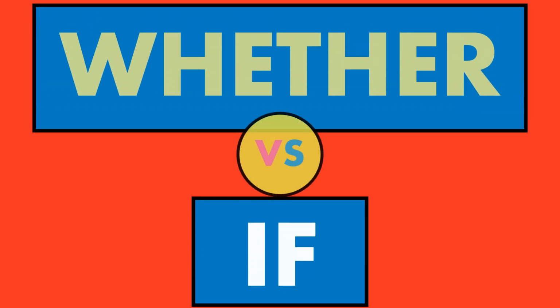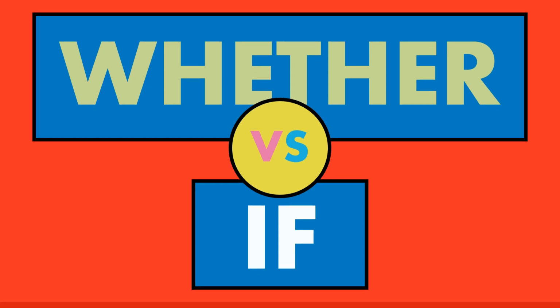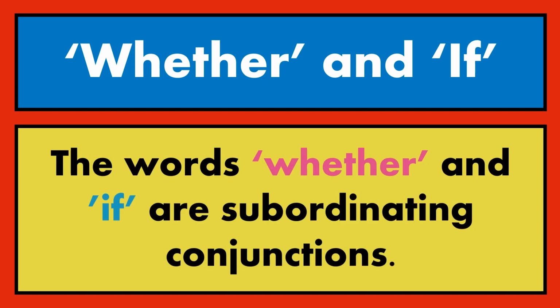Whether versus if. These are two very common subordinating conjunctions that a lot of people use interchangeably but are unclear on the rules. So, to make sure that you're using both appropriately, let's take a look at the rules surrounding each. The words whether and if, as mentioned, are subordinating conjunctions.